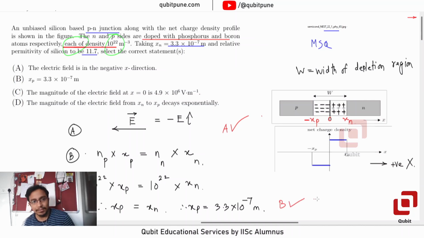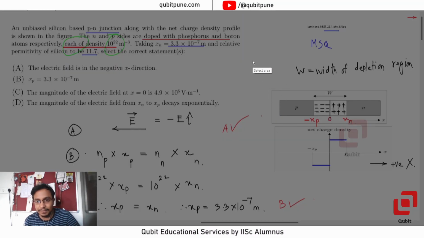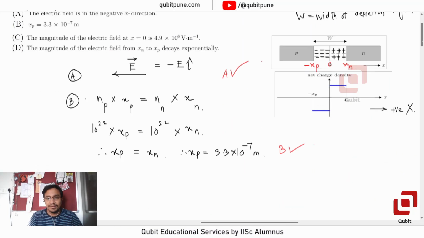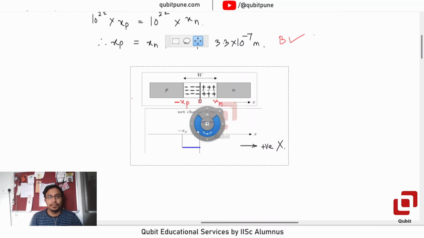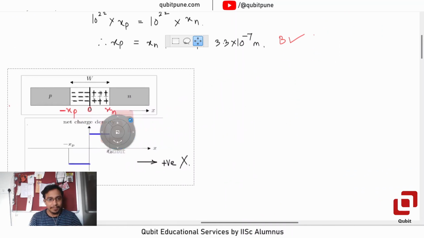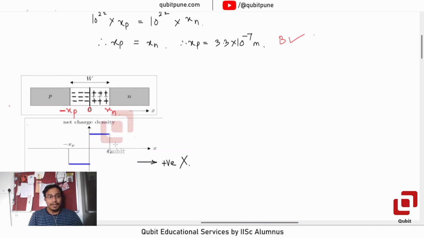Now let us come to option C, where they ask us to determine the magnitude of the electric field at the center. They have asked us to determine the magnitude of the field at the center. So to get that, let us go to the figure again. Fine. So we would like to find the electric field here.